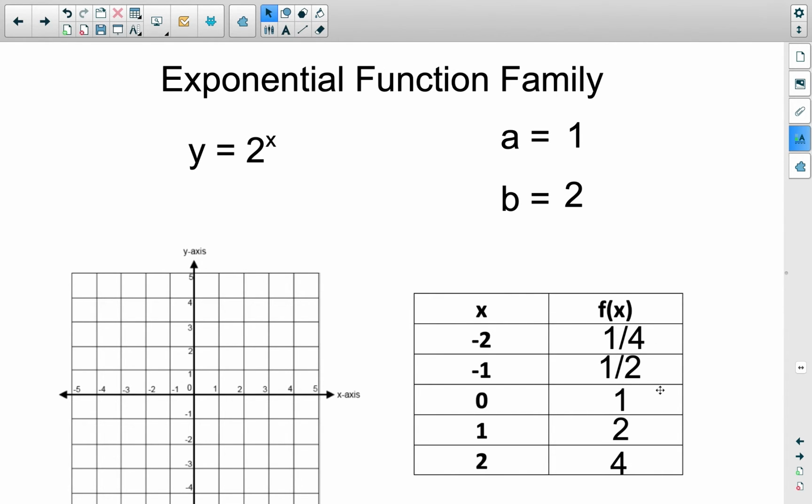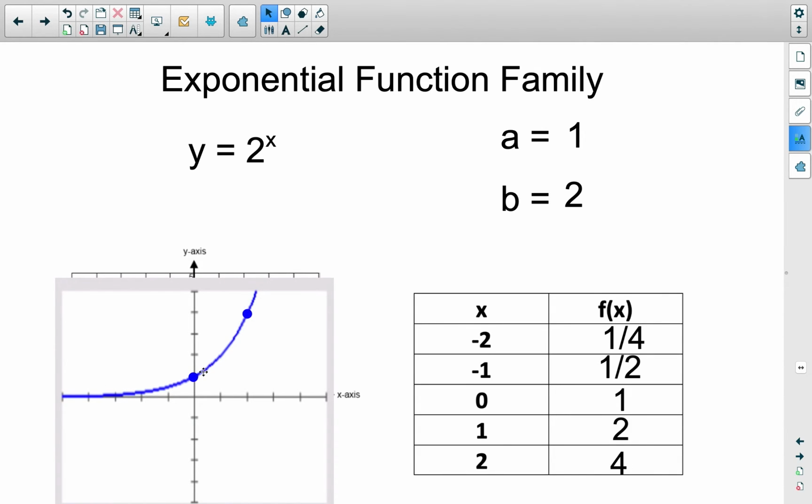If I plot these points, 0, 1, 1, 2, 2, 4, notice as I'm going negative in the x direction, my output values are getting smaller and smaller and smaller. Well, if you think about it, no matter what negative number I put in here, I'm never going to quite reach 0. So as I look at this graphically, I highlighted a couple of my points. As x gets smaller and smaller, my graph is approaching 0, but I'm never going to quite get there. As x gets bigger, obviously my output y is getting bigger and bigger. So you can see that exponential growth graph, I think, quite nicely.